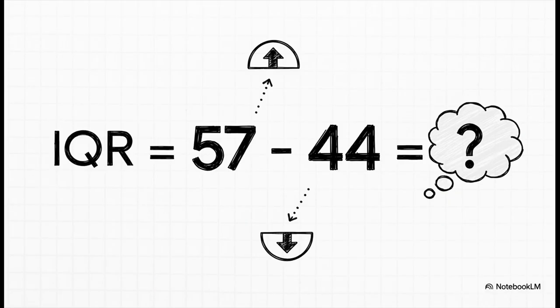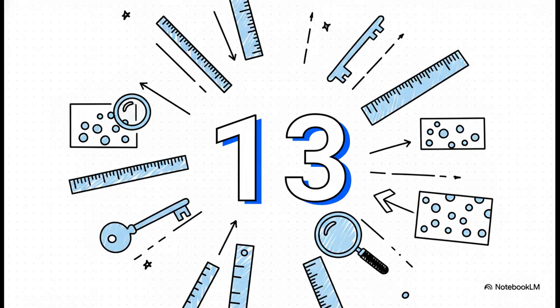We have our numbers, so let's do the math. We take our Q3, which is 57, and we subtract our Q1, which is 44. So, what do we get? 13. Our IQR is 13. Now, this number might not look like much, but trust me, it's the magic key for this entire investigation. It's the measurement we're going to use to figure out what's normal and what's not.